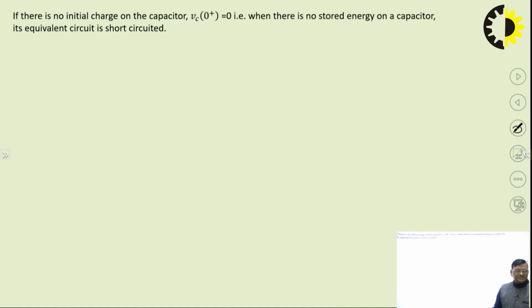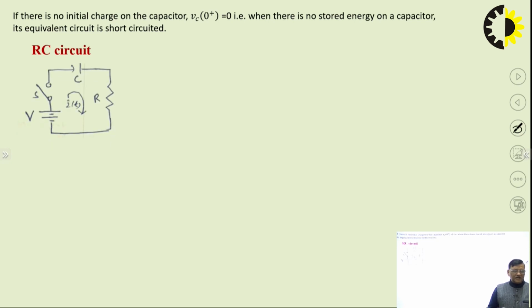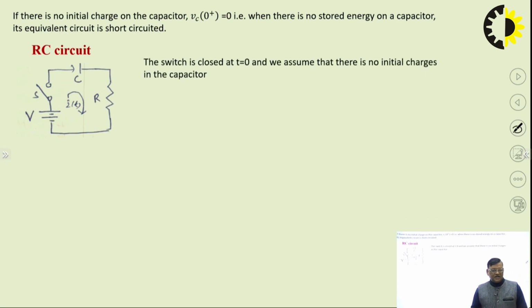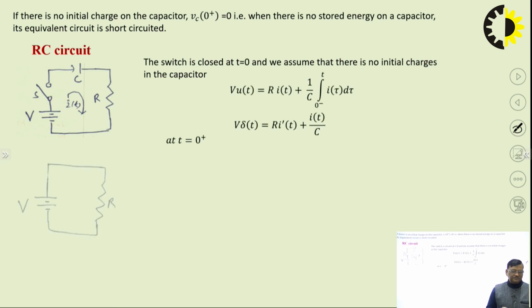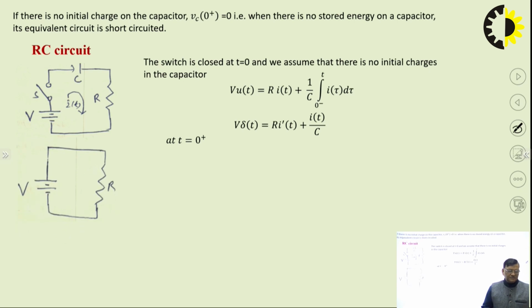So there is no initial charge on the capacitor. So Vc(0+) is 0. When there is no stored energy in the capacitor, the equivalent circuit is a short circuit. So at t equal to 0, the capacitor behaves as a short circuit. Take a simple RC circuit and the switch is closed at t equal to 0. The equivalent circuit at t equal to 0 will be only resistive.